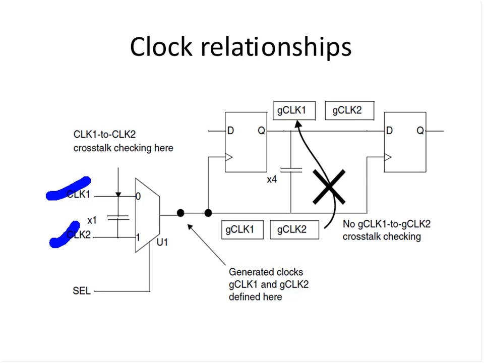So there will not be any infinite timing window, but clock 1 and clock 2 are asynchronous, they are not logically exclusive now. The logically exclusive part is now shifted to GCLK1 and GCLK2. CLK1 and CLK2 are still asynchronous, so crosstalk checking will happen here. So even if you do not understand, do not worry, but the gist is that the clock relationships are very important for noise and crosstalk delay calculation.